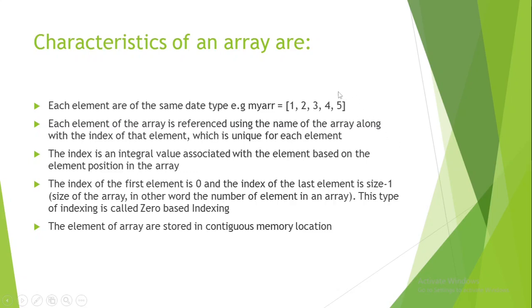That's 5 minus 1. The last element will be at index 4. That's 0, 1, 2, 3, 4. So this type of indexing is called zero-based indexing. The elements of an array are stored in contiguous memory locations. We will understand more about what we mean by contiguous memory location as we go on.